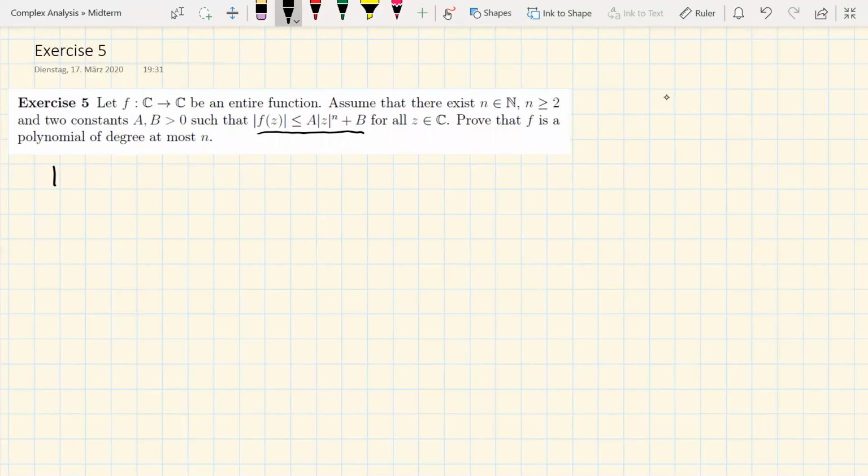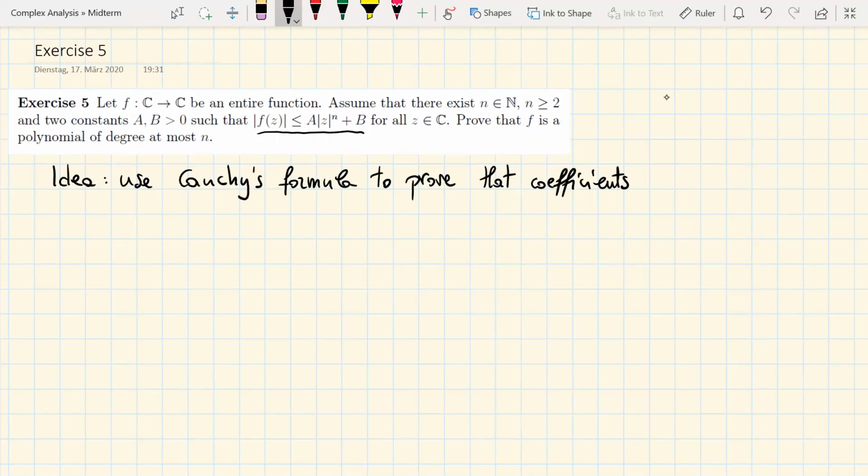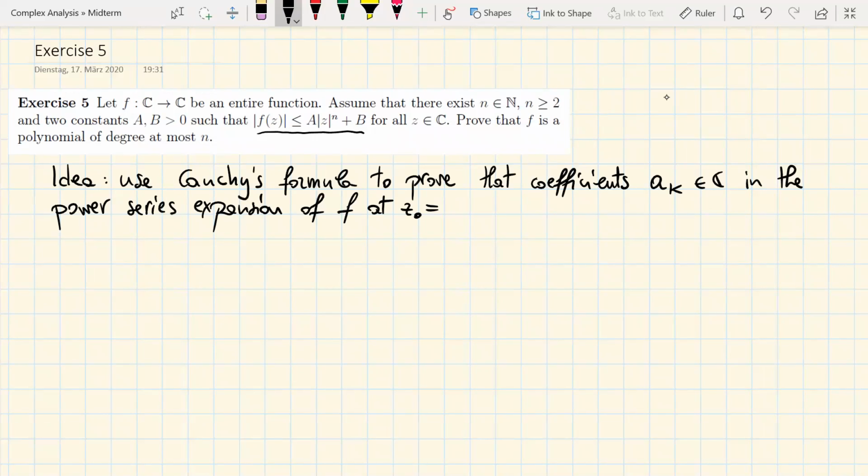The idea is to use Cauchy's formula to prove that the coefficients a_k in the power series expansion of f at z0 equal to 0 vanish if k is bigger or equal than n plus 1.